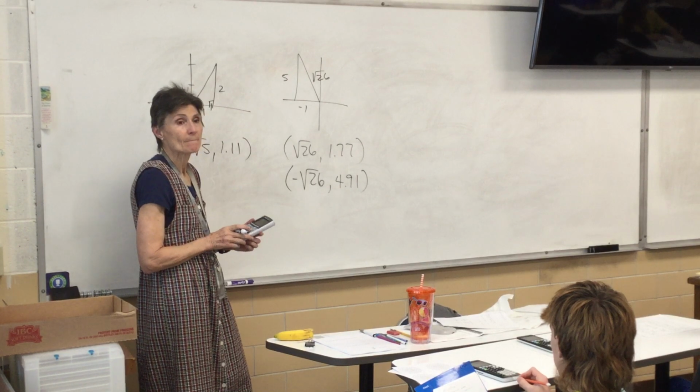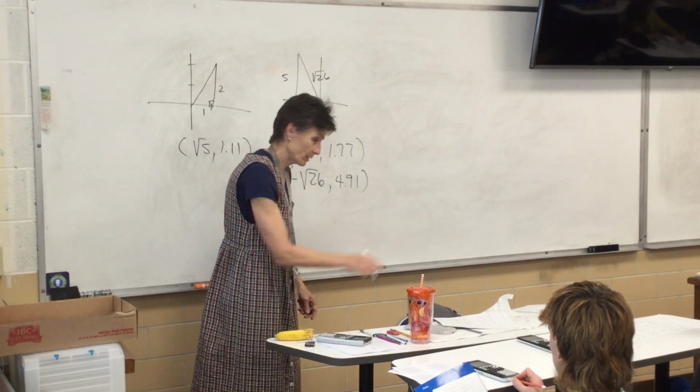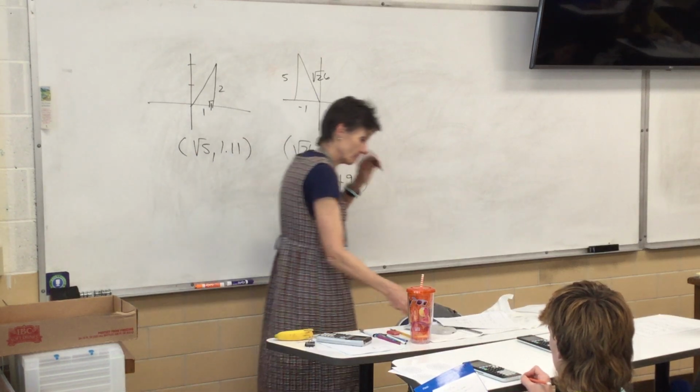So when it asks for the polar coordinates, is it always going to be in radians, or only if the directions say? Only if the directions say it can be in degrees. It can be in degrees.